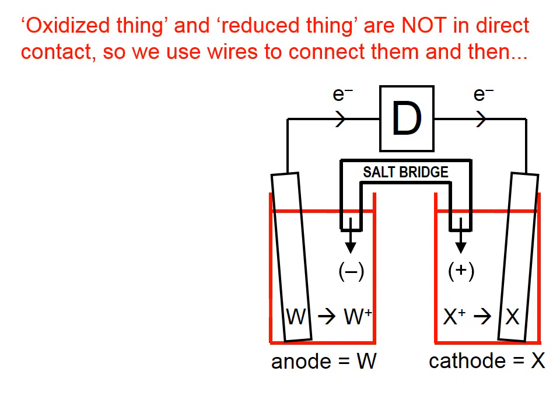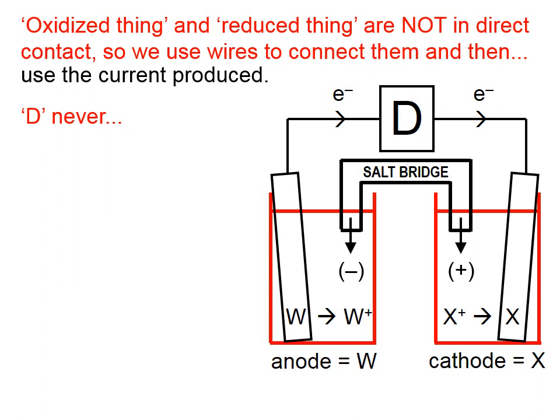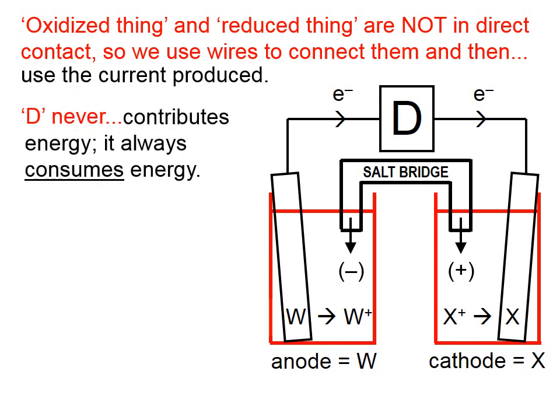The oxidized thing and the reduced thing are not in direct contact. So we use wires to connect them, and then we use the current that's produced. This is what we're doing in a galvanic cell.